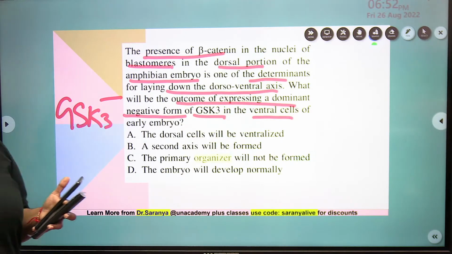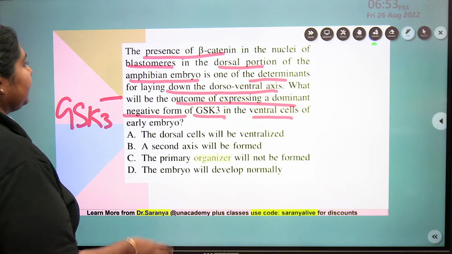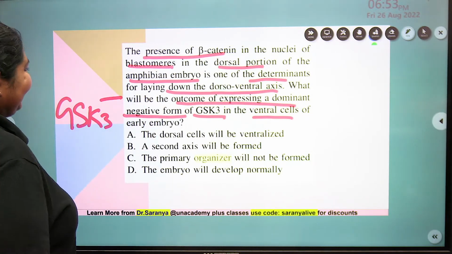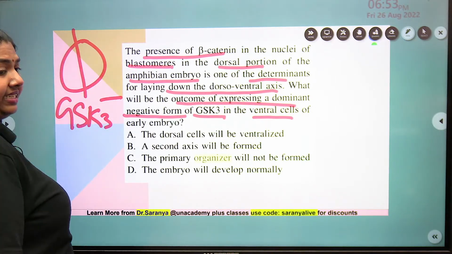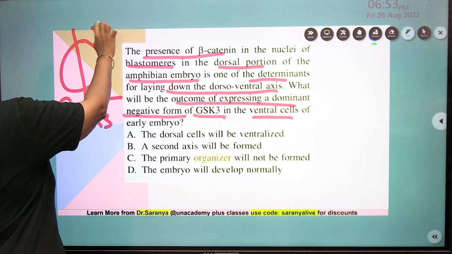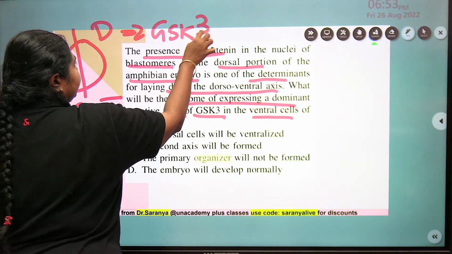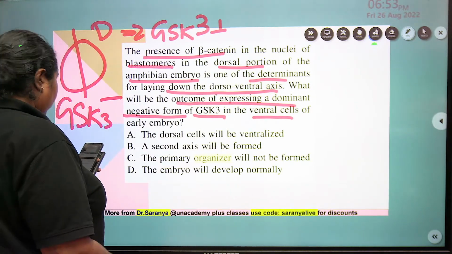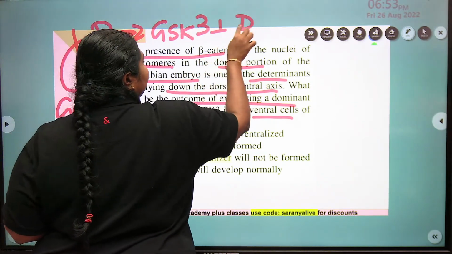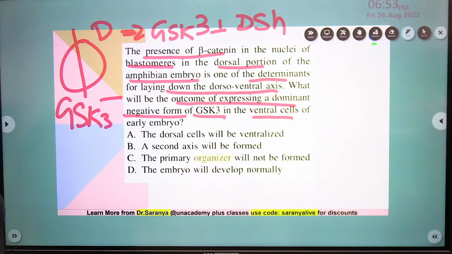Shall we see the solution for this? See, your beta catenin must be present in the dorsal region. So now, in your dorsal region, how will your GSK3 be? In the dorsal region, GSK3 will be inhibited. Who will inhibit my GSK3? It is going to be your D-shield protein.